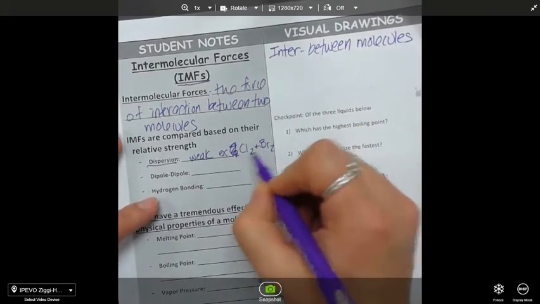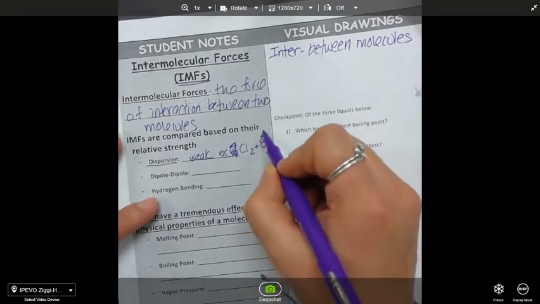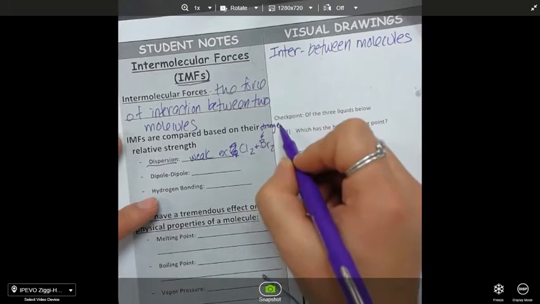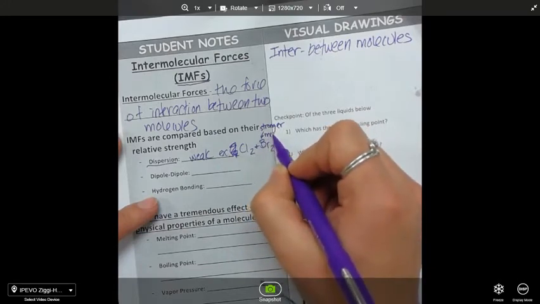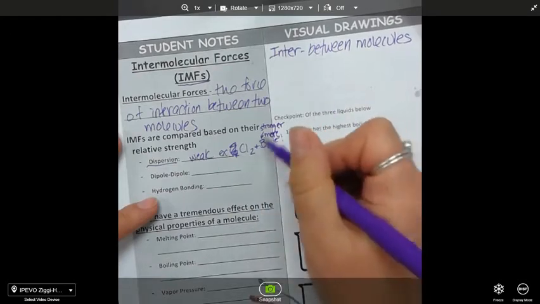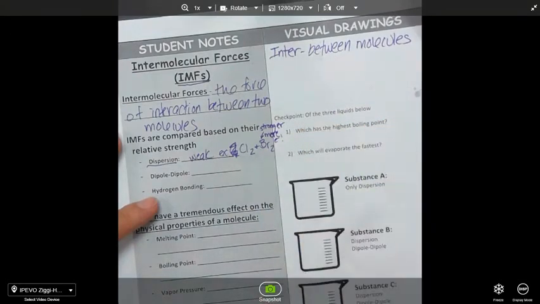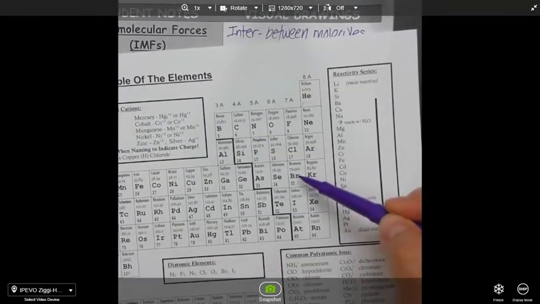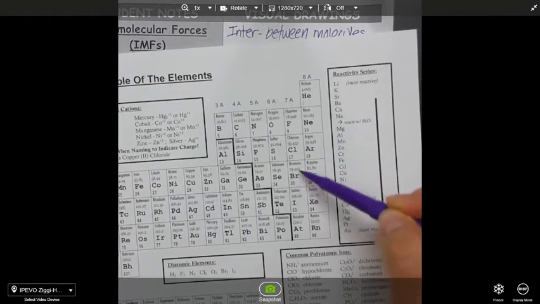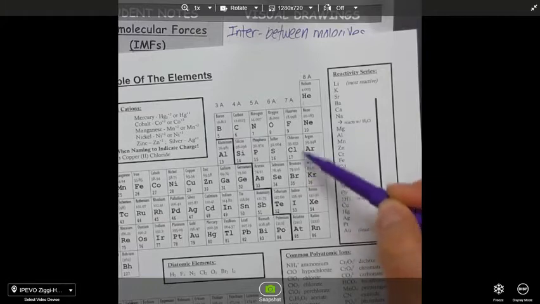Now, between the two of these, bromine is stronger than Cl2 because there's more electrons. So bromine is a bigger atom, has more rings than chlorine, more electron levels than chlorine. So the more electron levels it has, the stronger the force is going to be. That's something you're going to want to remember.